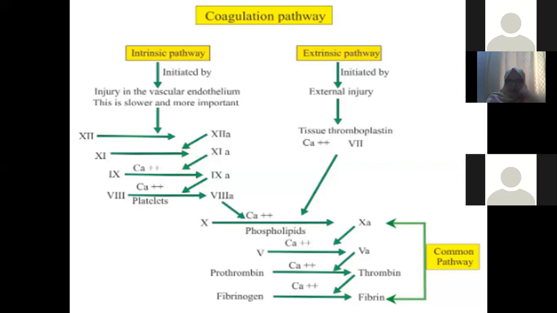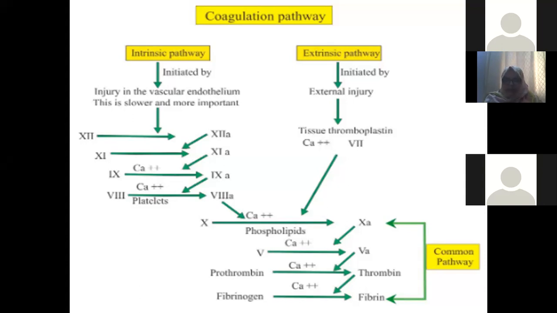Intrinsic pathway is when there is an injury in the vascular endothelium, and it is slower and more important. Extrinsic pathway is when there is damage by external stimuli, or damage which is external to the endothelium. In tissue injury, the extrinsic pathway is more involved. While the intrinsic pathway is initiated by injury in the vascular endothelium, this is slower and more important. Extrinsic: injury and then activation of tissue thromboplastin.